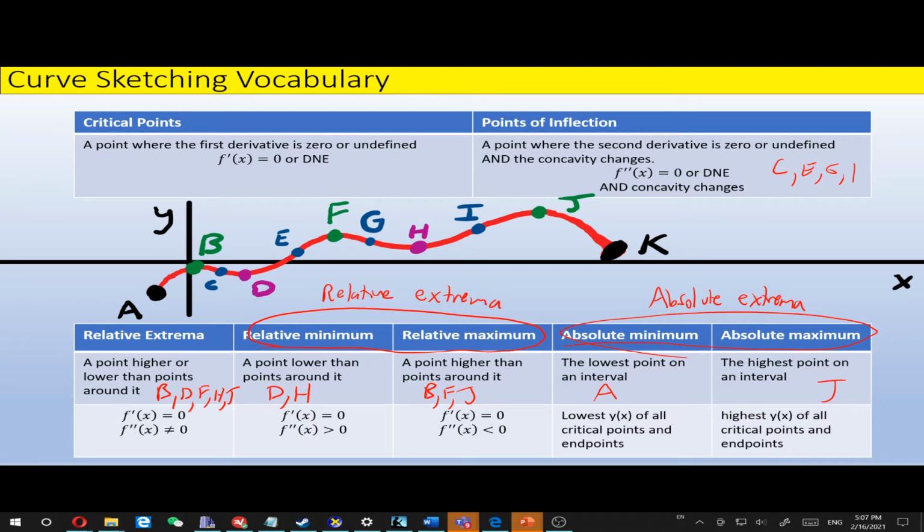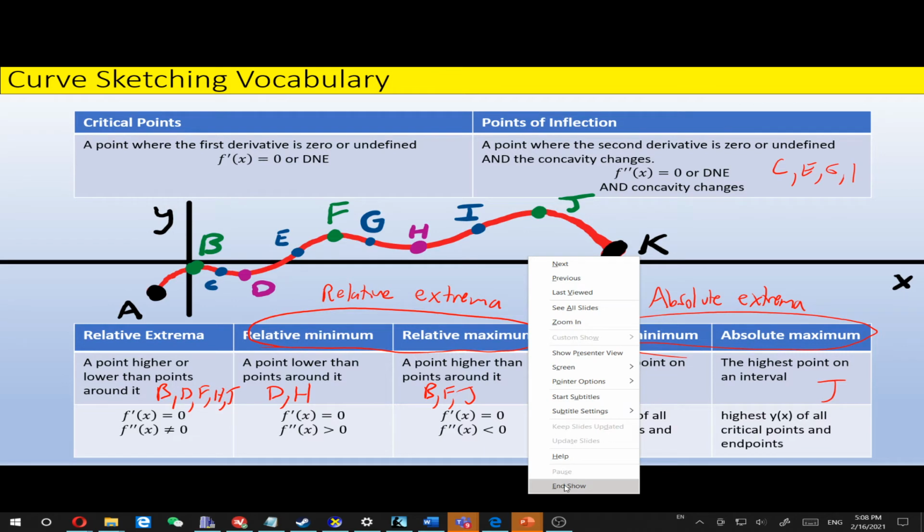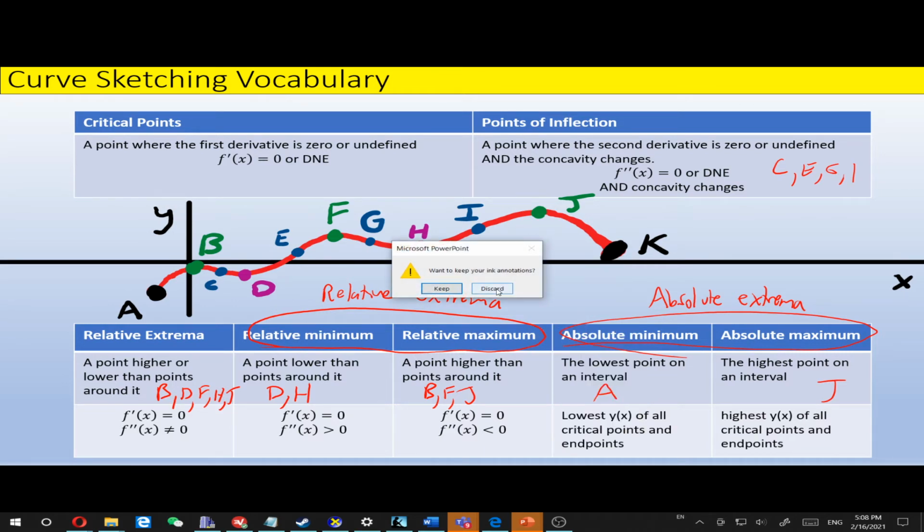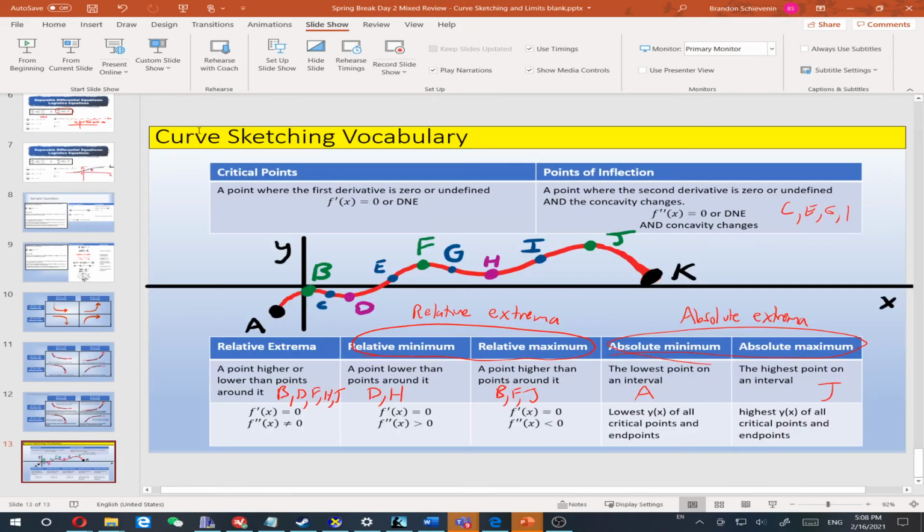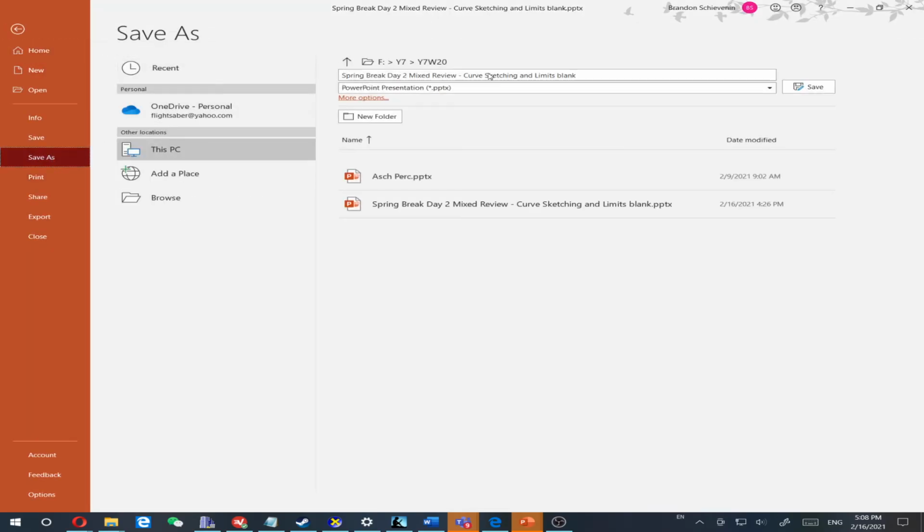No. Alright, so since you're the only one here, instead of jumping into the FRQ right away, I'm going to jump into the questions that you asked me to take a look at from your homework. Okay. I guess I'll keep the annotations for now, and we'll save this as a separate file.